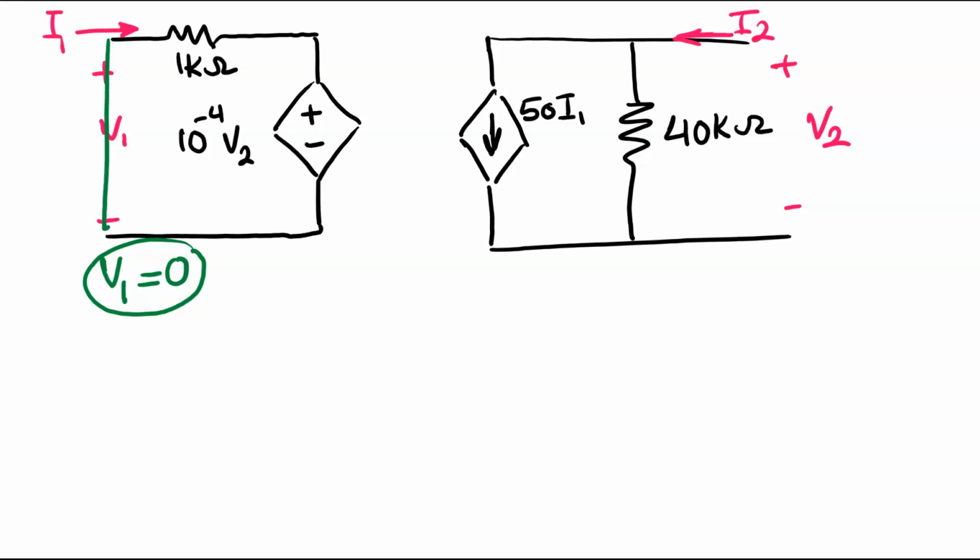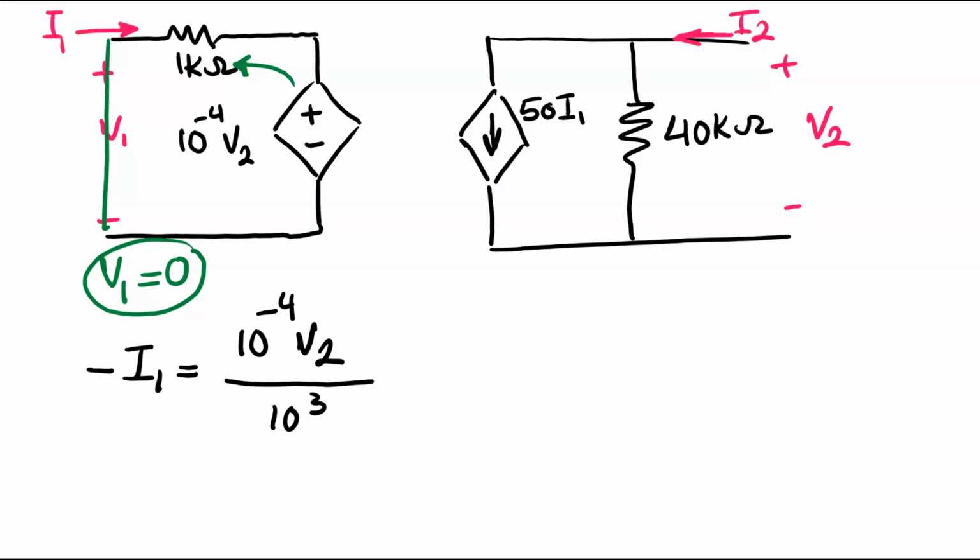If V1 is equal to 0, then on the left hand side of the circuit, what I have is a simple loop in which I can find the current coming out of the source by dividing the source value by the resistance value. Now, this current coming out of the source is equal to minus I1. So I can say that minus I1 is equal to the source value, which is 10 to the minus 4, multiplied by V2, divided by 1K, or 10 to the 3.